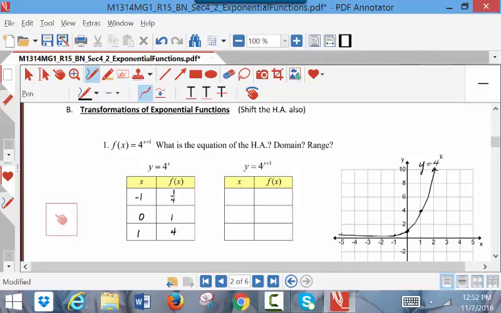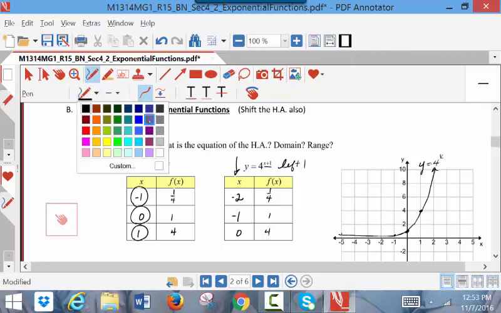Now, if we say x plus 1, anything dealing with x is horizontal change. And if it's plus 1, which way is that, left or right? Left 1. If you're going left, you're only going to change your x value. If you're sliding to the left, your y value does not change, so your y values remain 1/4, 1, and 4. But going left, you subtract 1 from every x value. So -1 minus 1 is -2, 0 minus 1 is -1, and 1 minus 1 is 0. These give you the three points shifting this exponential function to the left 1 unit.